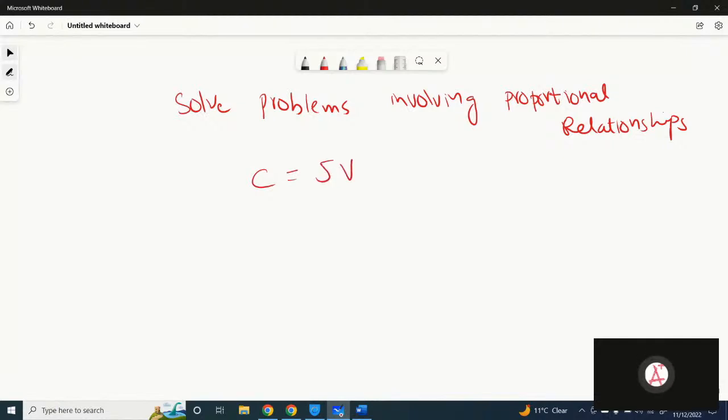So the relationship is C equals 5V. C represents the cost and V represents the visits. So if you have 4 visits, you have to find the value of the cost. Just replace V with the value. So the value of V given is 4. So then cost equals 5 times 4 is $20. That means if the total visits are 4, the cost for the 4 visits is $20. Got it?